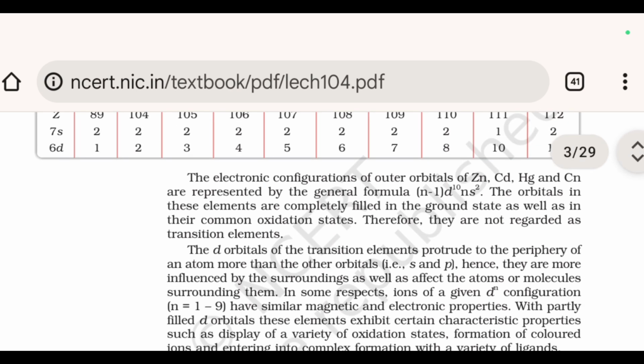The electronic configuration of the outer orbitals of zinc, cadmium and mercury is represented by the general formula (n-1)d10 ns2. The orbitals in these elements are completely filled in the ground state as well as in their common oxidation states. Therefore, they are not regarded as transition elements.